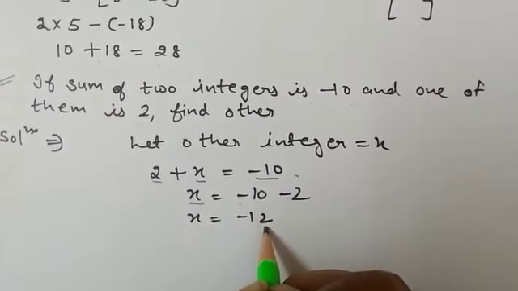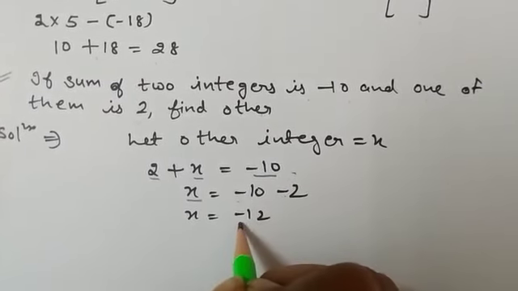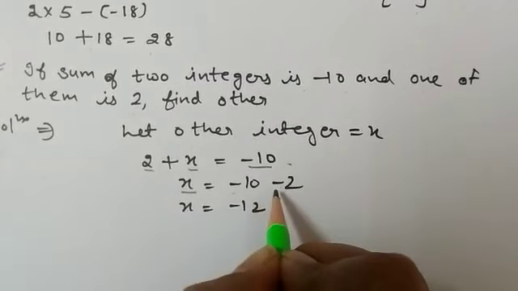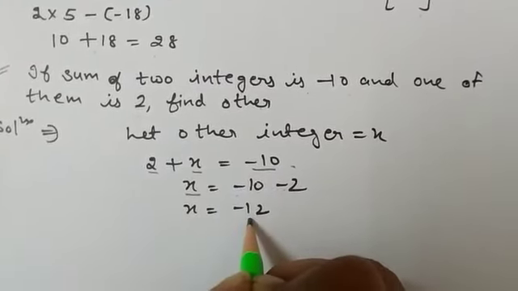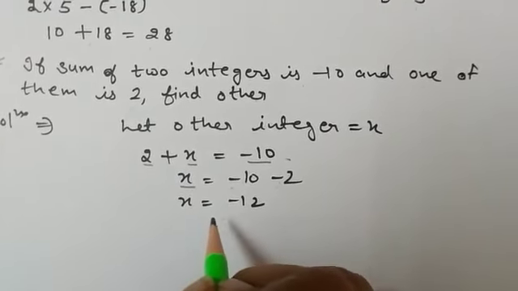10 and 2 is 12, 10 plus 2 is 12, and the sign is minus, because we know that if we have two same signs, then we add and write the sign of the greater digit. Okay, clear students? Thank you.